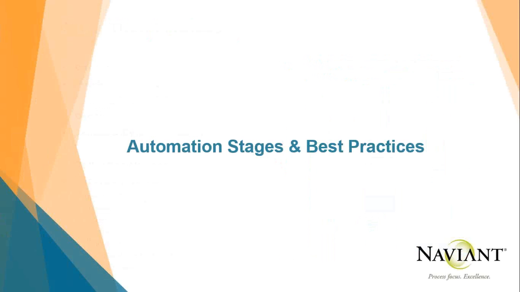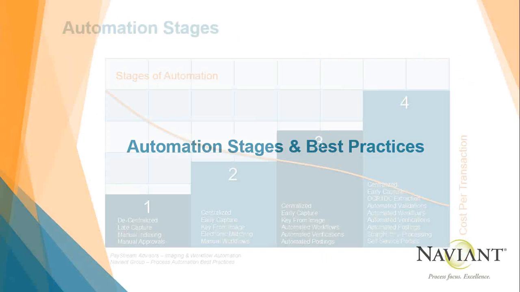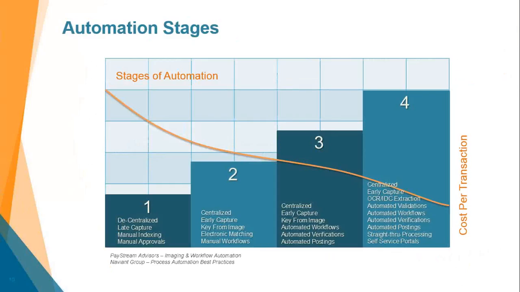So let's talk about automation stages and best practices. Regardless of what anyone will tell you, there is no magic process automation solution that fits everyone, and that's not really what we're trying to convey this morning. Lots of point solutions, niche solutions out there will tell you that there is and that you need to follow their best or refined process, but that's really not accurate.